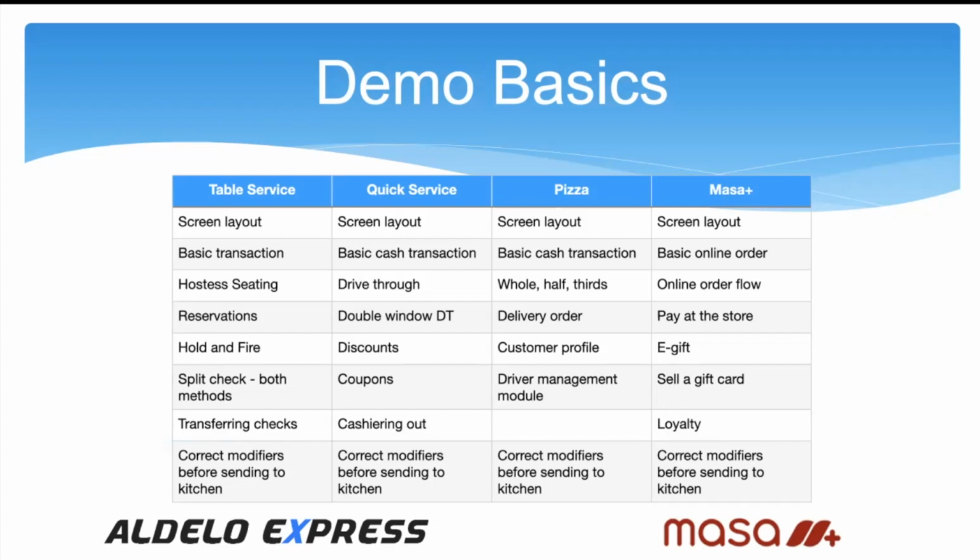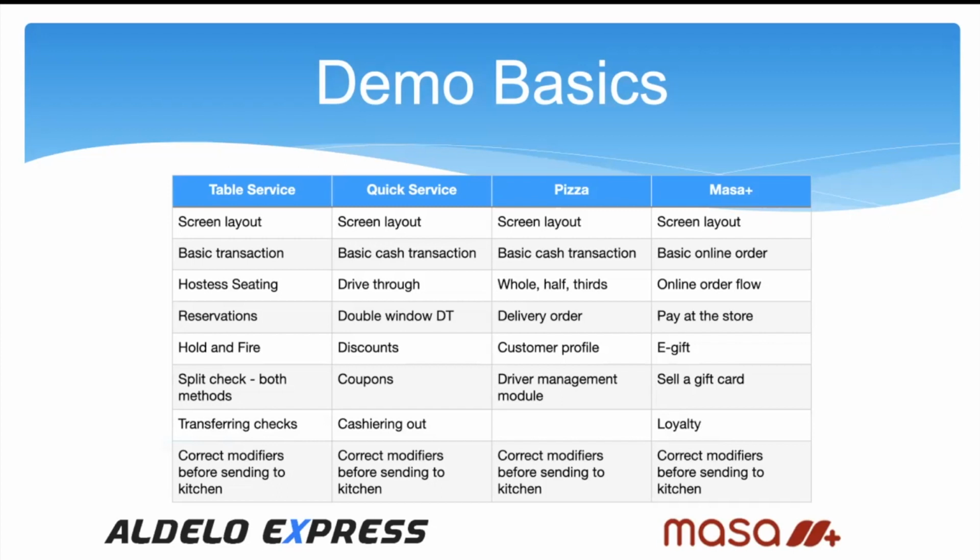And then correct modifiers, that's that salt and pepper button that allows you to bring up the modifiers and reshuffle or fix a mistake that was made prior to sending it to the kitchen. All those things are what I consider to be the basics that you need to understand. Then there's quick service, and most of those are the same, but you need to have a basic transaction. You need to understand drive-through, single and double window.